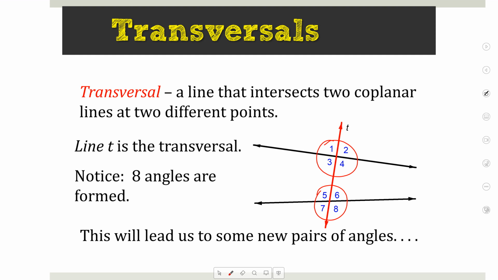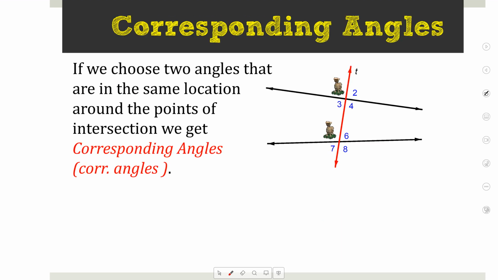All right, a transversal intersects two of the parallel lines and forms a whole bunch of angles. Here's the first one: corresponding angles. Corresponding angles are in the same location. So, for instance, that mooing cow is in the upper left-hand corner around that first point of intersection. By point of intersection, I mean this guy right here. So its corresponding angle is the other angle around the other point of intersection in the upper left-hand corner.